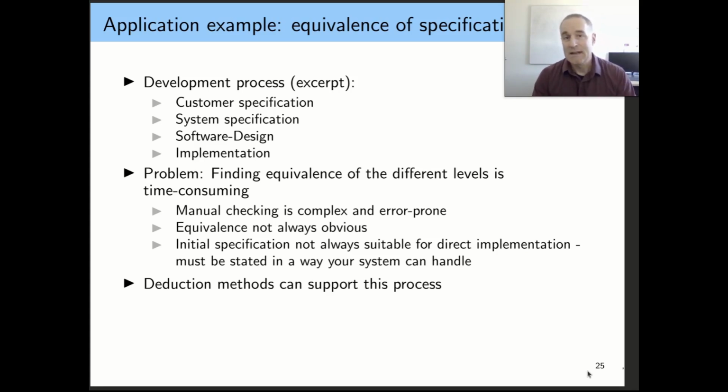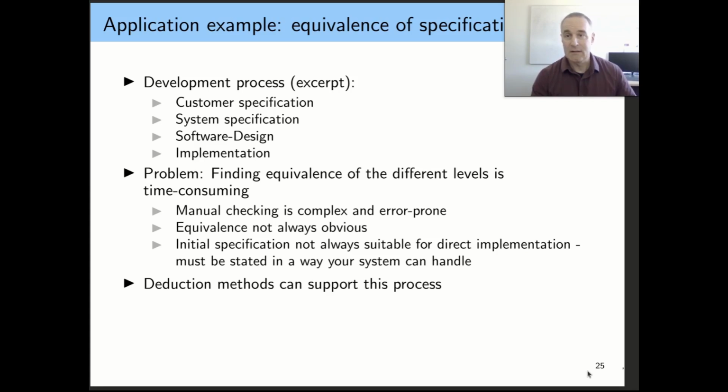So let's look at a particular application example that involves determining whether specifications are equivalent. We can imagine a typical software development process where there's a customer who has some specification, usually fairly informal, of what he or she wants. That is turned into a system specification by a systems analyst or computer programmer, and then into a software design that specifies more specifically how we're going to use some sort of computer or language or system in order to achieve a result. And with that design in place, we can go off and implement.